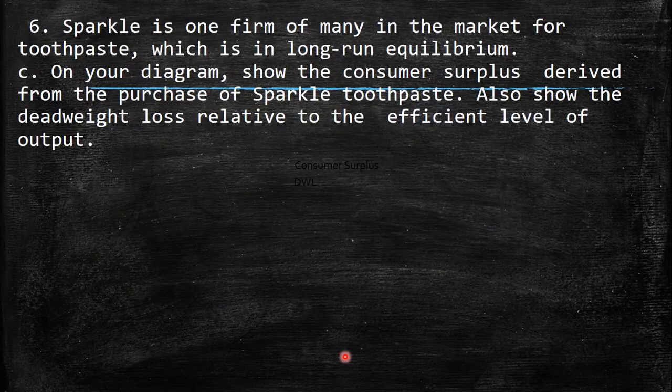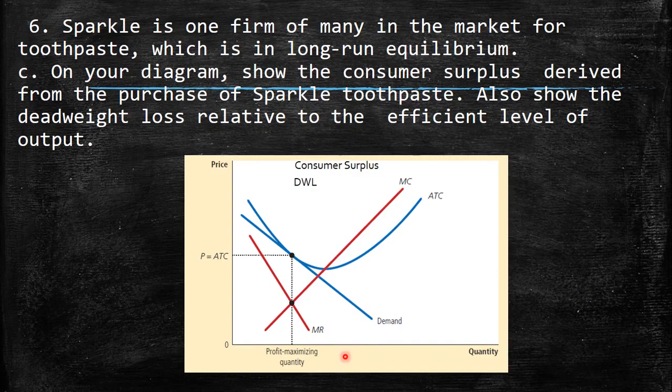Then point C. On your diagram, show the consumer surplus derived from the purchase of Sparkle toothpaste. Also show the deadweight loss relative to the efficient level of output. So here again we have our usual diagram. So here should be the consumer surplus.